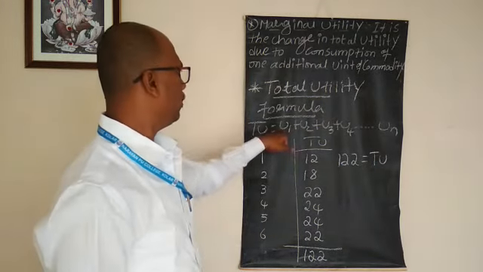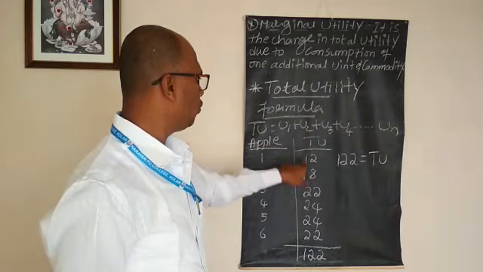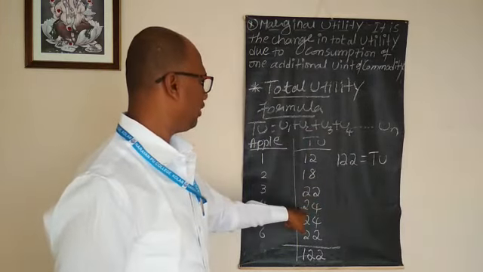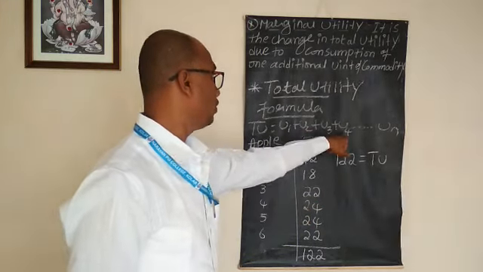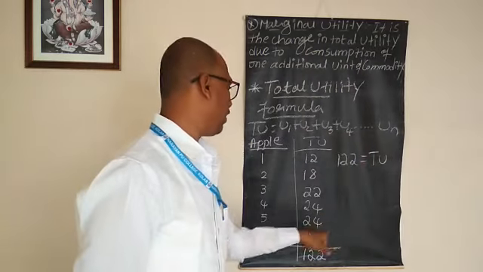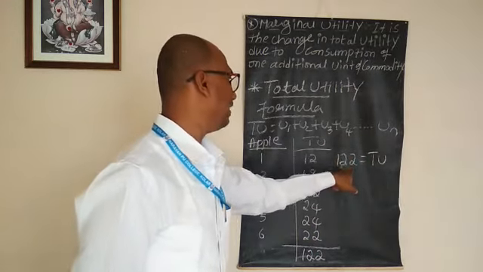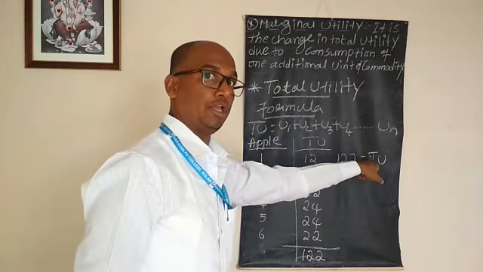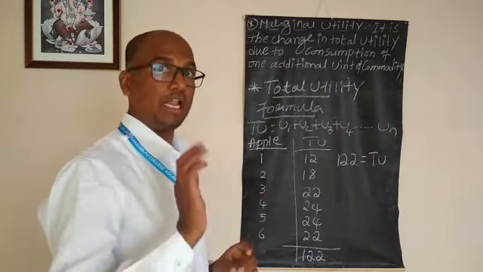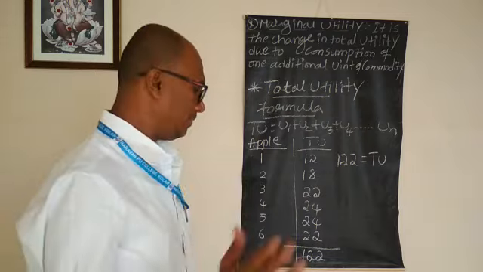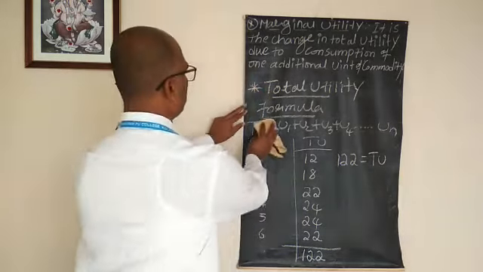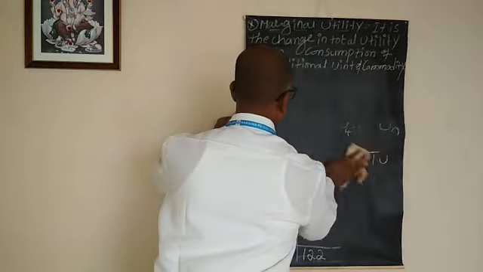Total utility: U1 is 12, U2 is 18, U3 is 22, U4 is 24, U5 is 24, U6 is 22. By adding, we get 122, which is equal to TU, the total utility, as an example. Next, we are going to discuss marginal utility.